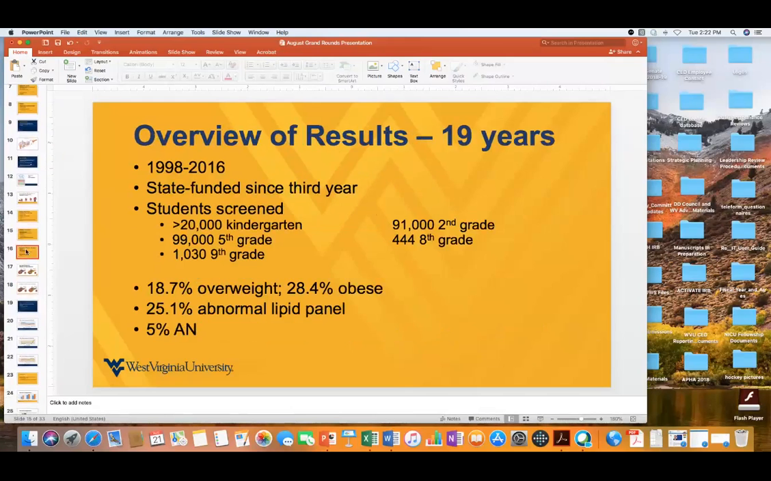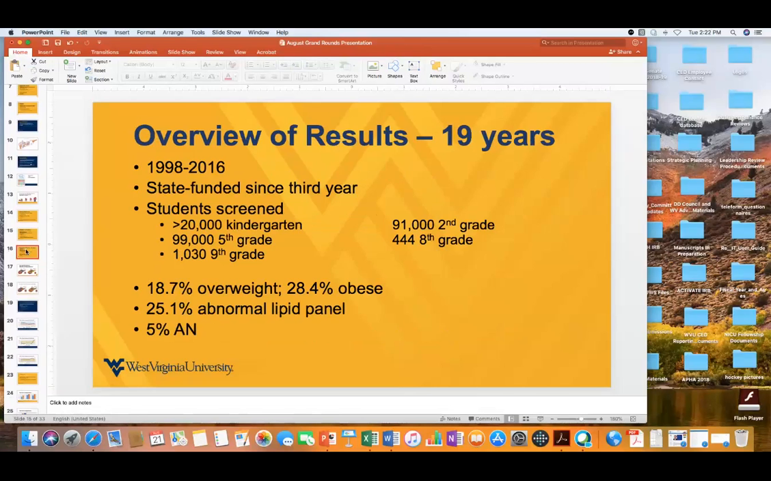So what did they find? And again, this is just on 5th grade. I gave numbers on screened for the others. This project was so impressive to me. It ran 19 years, just finished recently, and they're trying to get it back in a different way. But 19 years, after the 3rd year, it was on the state line budget. It was a line item in the budget for the state.